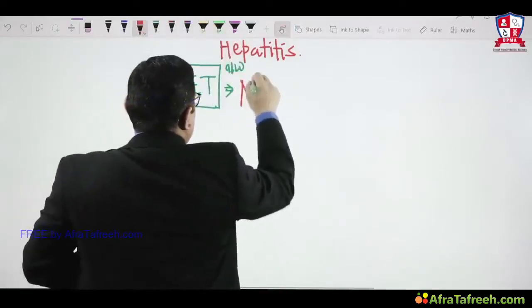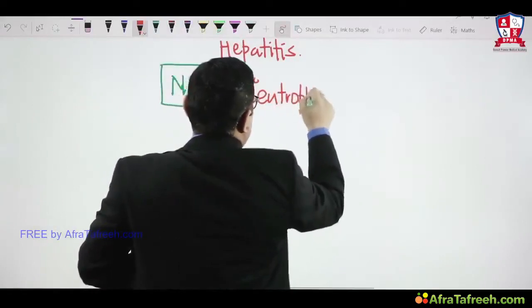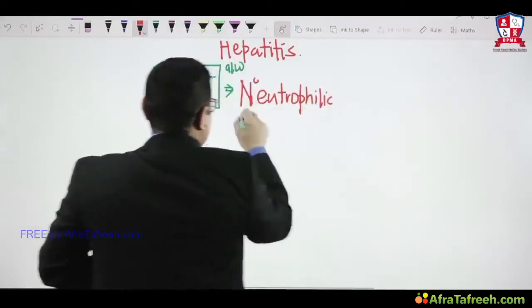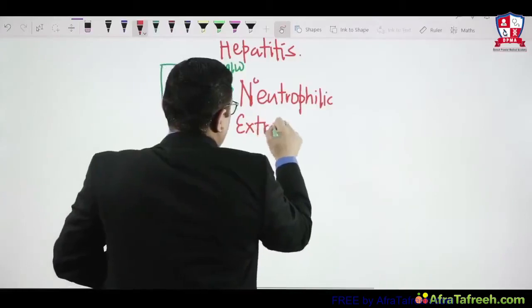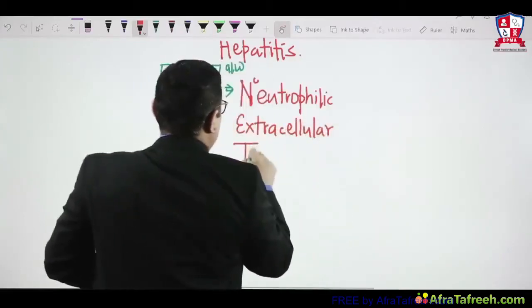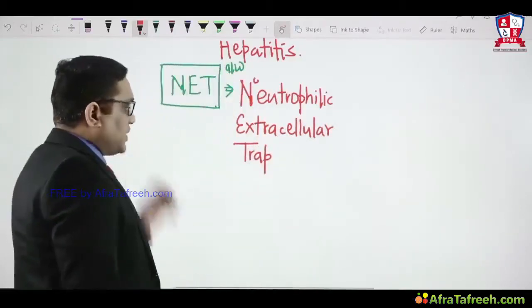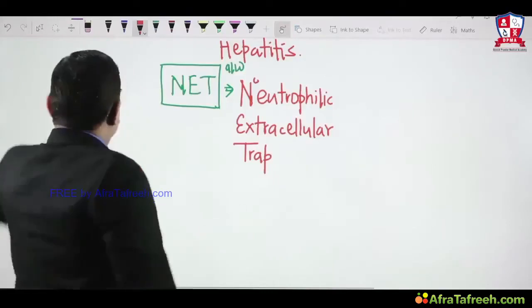And this is called neutrophilic extracellular trap. So this is the full form of NET: neutrophilic extracellular trap.